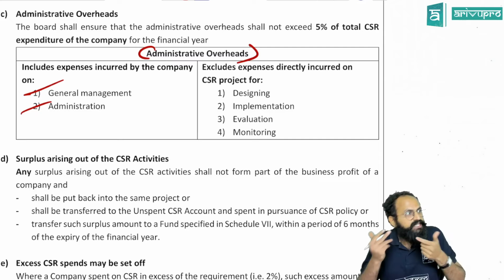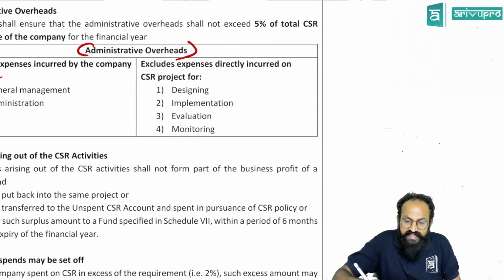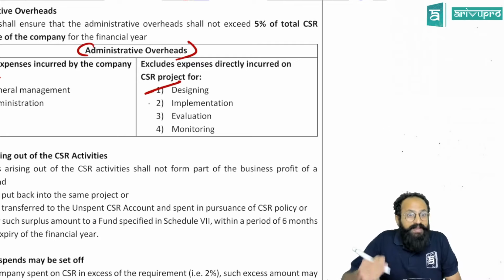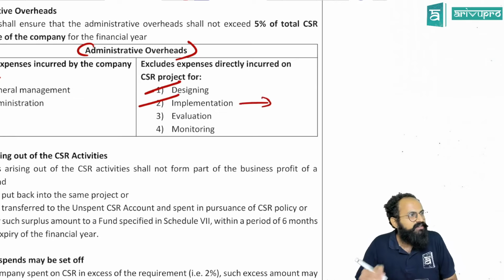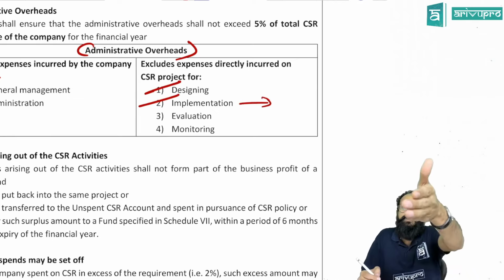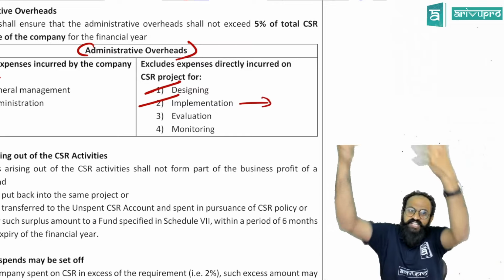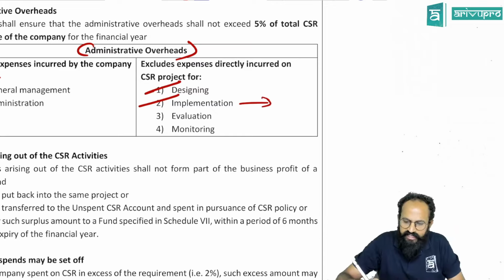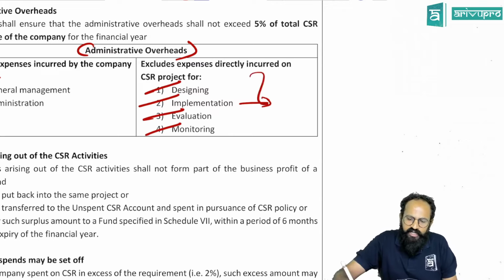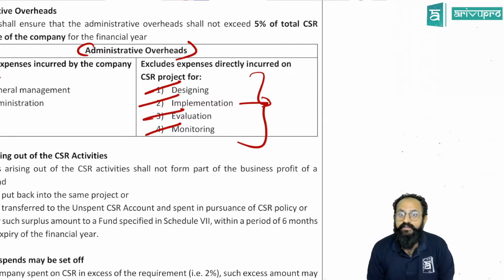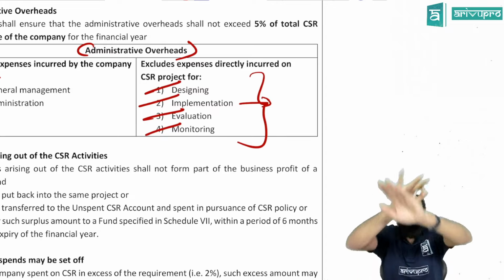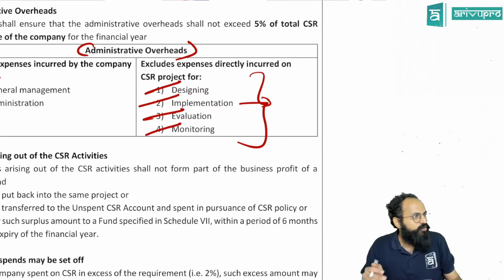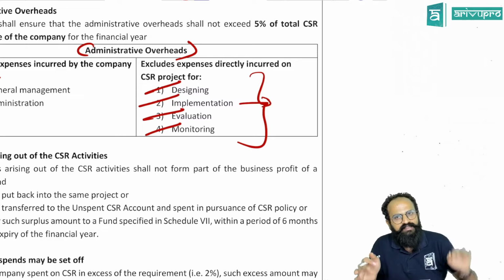What is not considered as administrative cost? Designing of CSR, implementation of CSR. The teachers come under implementation, so do not treat it as administrative cost. Treat it as total CSR expense only. What else? Evaluation of CSR, monitoring of CSR. These four are not included in administrative overheads. They are included in the overall CSR expenditure, so they do not come under 70,000, they come under the 14 lakhs itself.